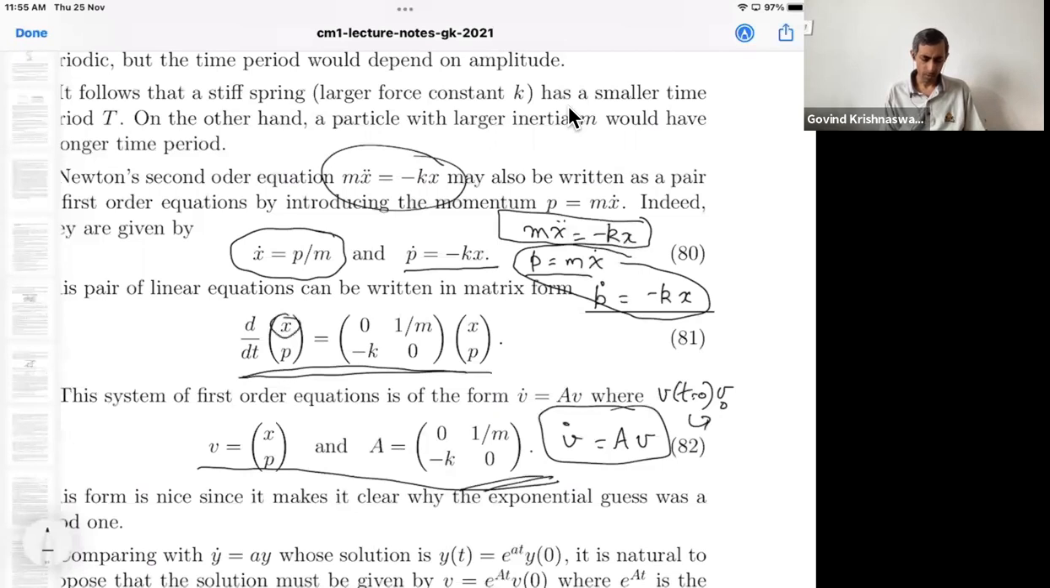So x dot will be given by the first row. I dot this with that, and I will get only the second term contributing, p by m. Second row, p dot is equal to this thing dotted with that, which will give you minus kx. Now we define this column vector as V. So we'll get dV/dt is equal to AV. Is it okay so far? Yes, sir.